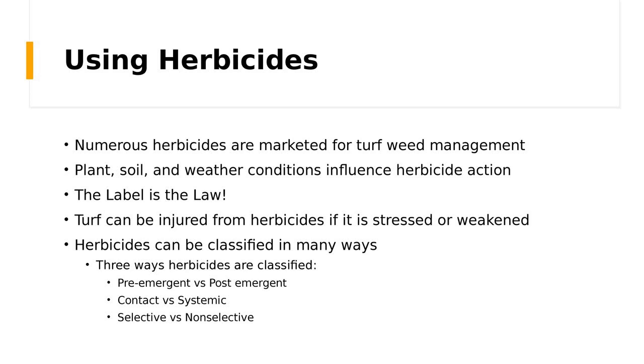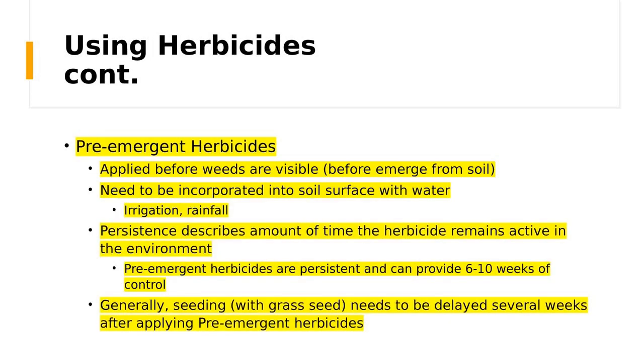The turf can be injured from herbicides if it's stressed or weakened. So if you have a weakened, stressed turf and you're out there doing an herbicide application, you could damage that turf even more, right? Just like we were talking about the stresses of turf that we're dealing with, pesticide applications are definitely one of them. Herbicides can be classified in many ways. Here are 3 ways that herbicides are classified. We have pre-emergent versus post-emergent, contact versus systemic, and selective versus non-selective.